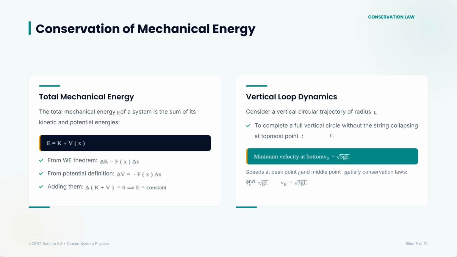Total mechanical energy is the sum of a system's kinetic and potential energies. If only conservative forces are involved, this total energy remains constant. We also apply these principles to understand the dynamics of objects in a vertical circular loop.